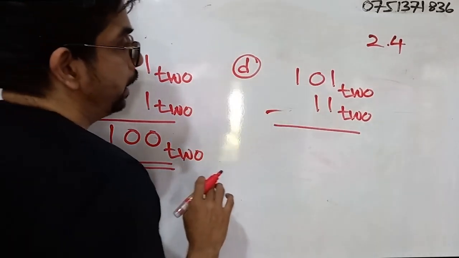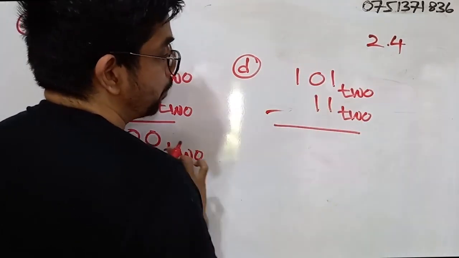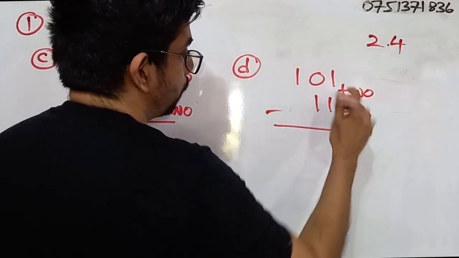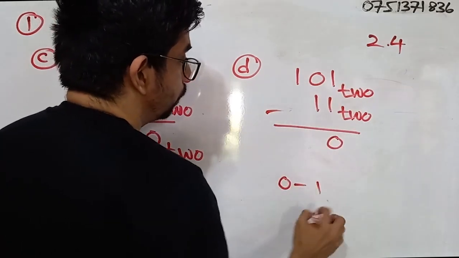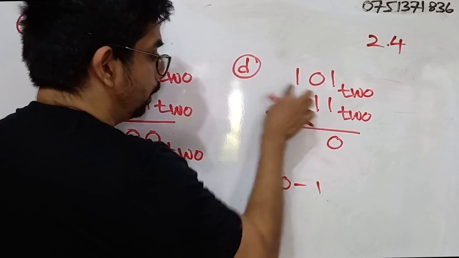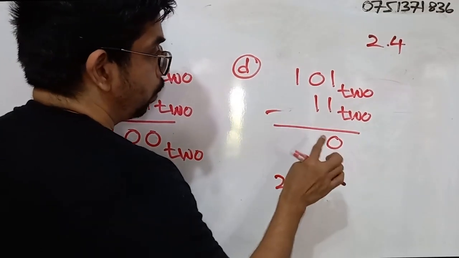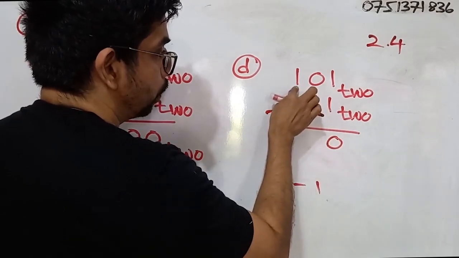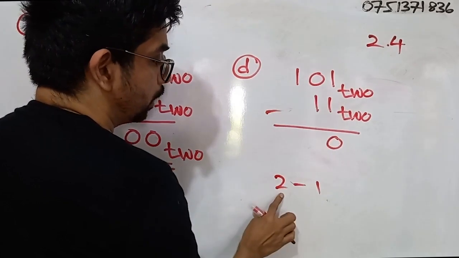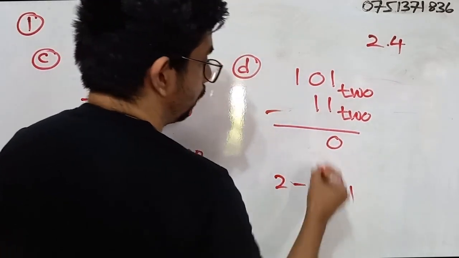Right. Simple D. So we have been given these two numbers to subtract, right? So 1 minus 1, that's a 0. 0 minus 1 we can't do. So we borrow this 1. Then this 0 becomes what? 2. Right? When we borrow a 1, this 0, we are borrowing from here. So when we do that, this 0 becomes what? A 2. Right? So 2 minus 1, we get a 1.